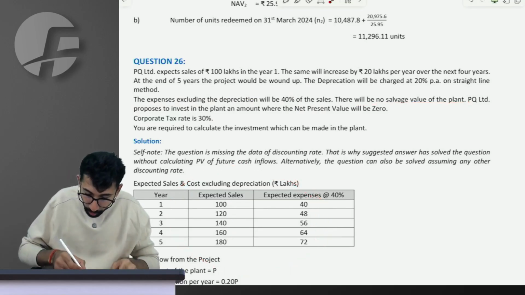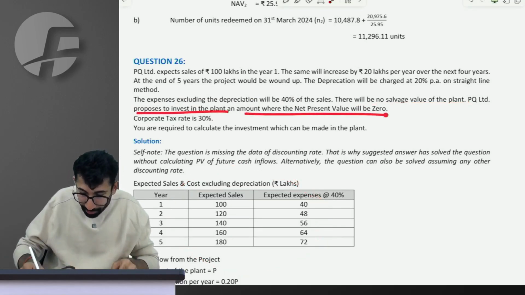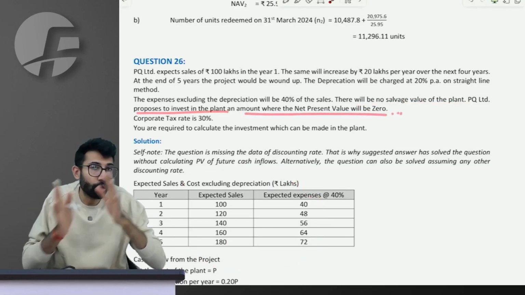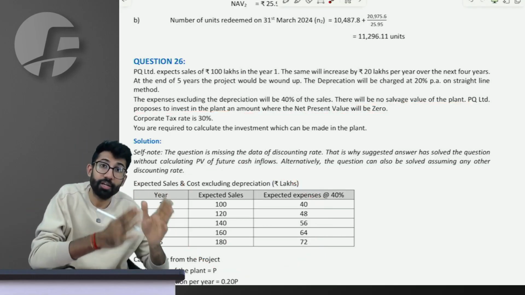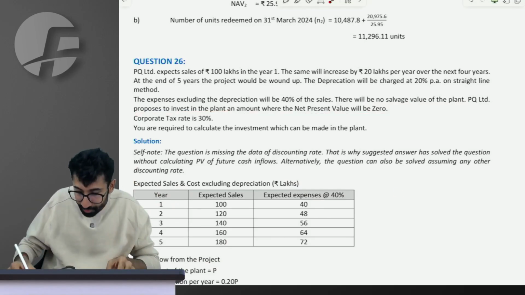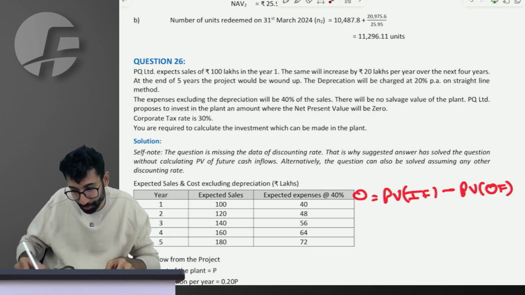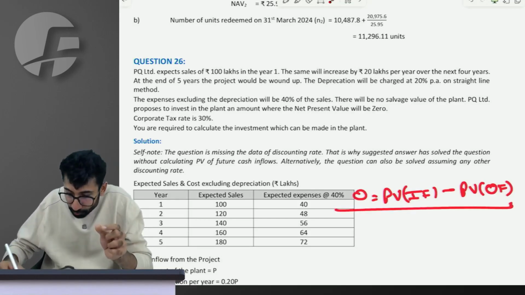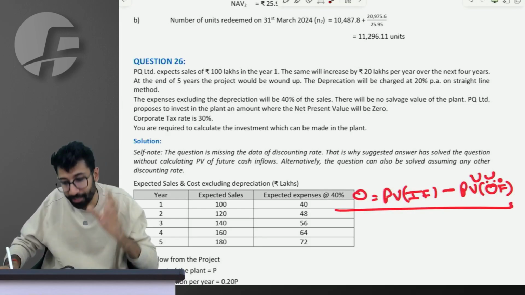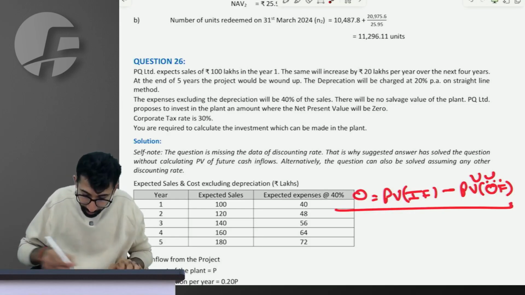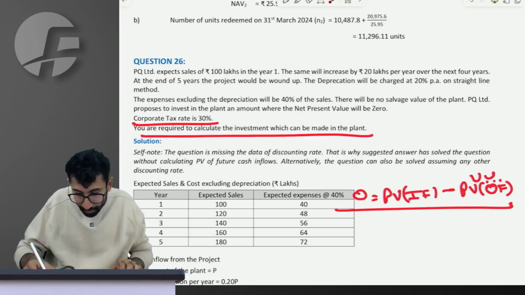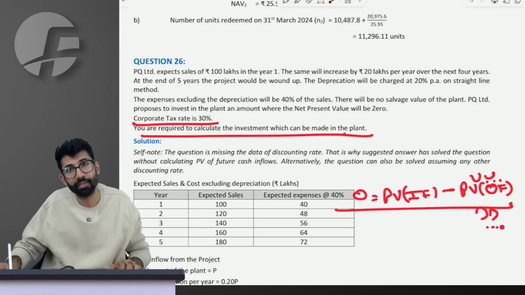Fine. PQ proposes to invest where the NPV is 0. We want to invest in a project such an amount that NPV is 0, meaning the present value of inflow. When is NPV 0? When the present value of inflow minus the present value of outflow is equal to 0. So I propose to invest such an amount today that NPV becomes 0. Fine. Tax rate 30%, calculate the amount of investment that can be made.